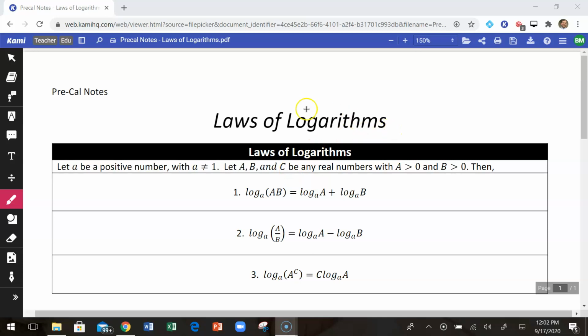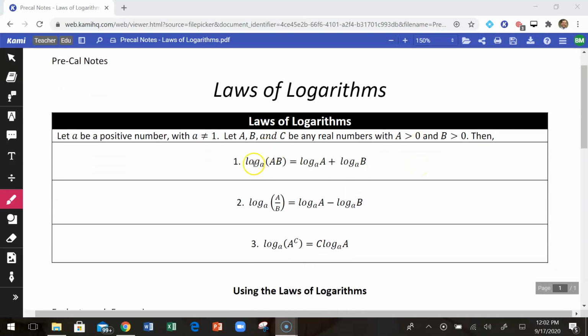Okay, in this video we're going to discuss the laws of logarithms. So there are basically three laws of logarithms. One is that if you have a product on the inside of your log, you can separate that out into two separate logs, and it would be the sum of those two separate logs.